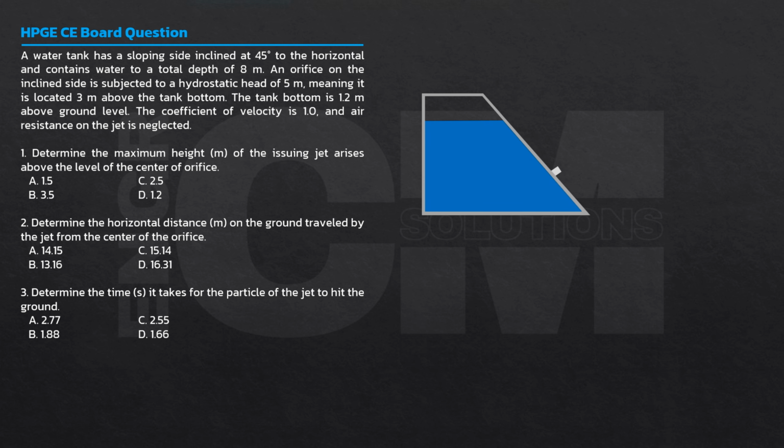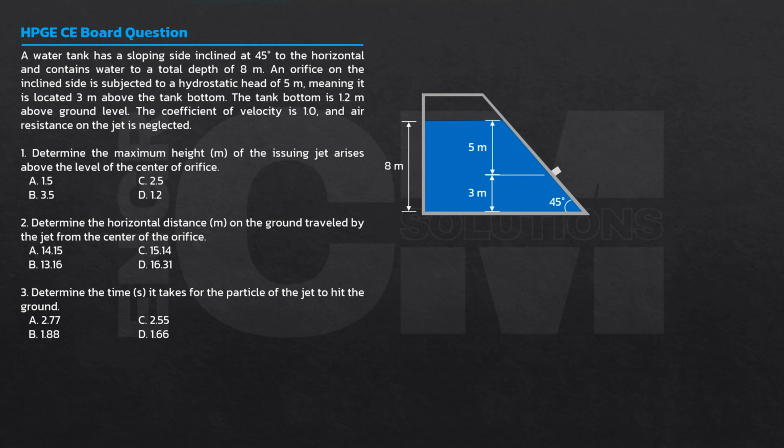So we have a tank with an inclined face. It says here, water tank has a sloping side inclined at 45 degrees with the horizontal. Of course, there is water inside. Total depth of water in the tank is 8 meters. A water jet issues from an orifice located on the inclined side, hydrostatic head of 5 meters. That means from the water surface to that point is 5 meters, or it is located 3 meters vertically above the tank bottom. This is the 3 meters.